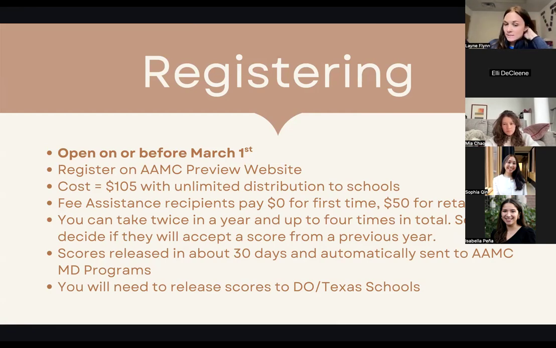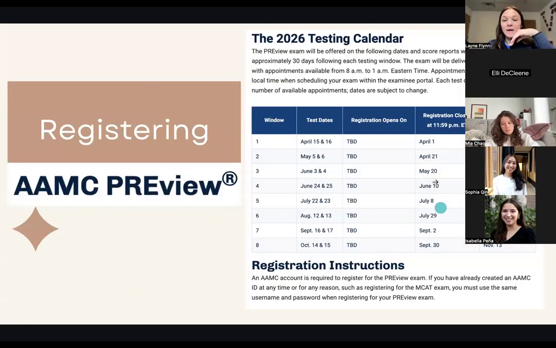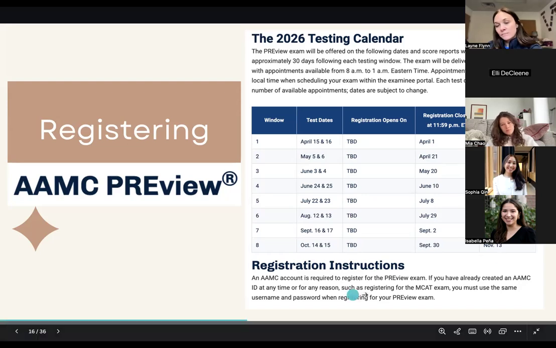And the scores are released about 30 days automatically to any AAMC MD programs. If you are applying DO or Texas schools, you have to have those scores released, which you can do when you're registering for the exam. Okay, and then this is just some registration information. So these are testing dates and when you need to register and then when your scores are released.